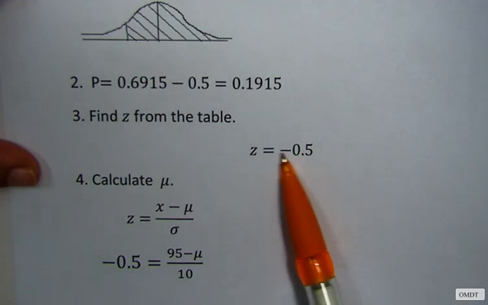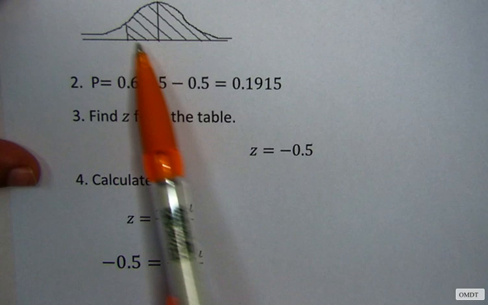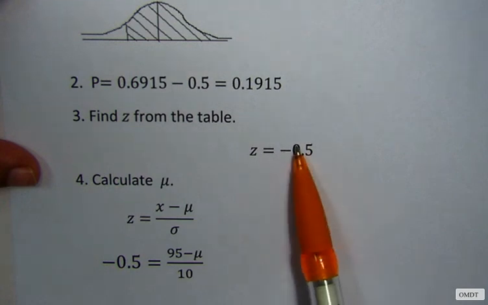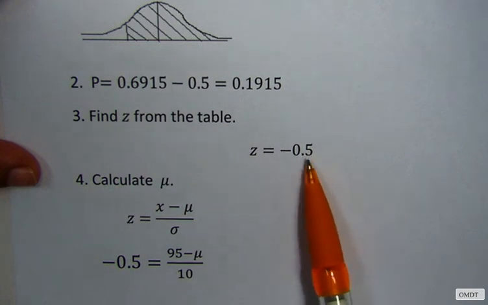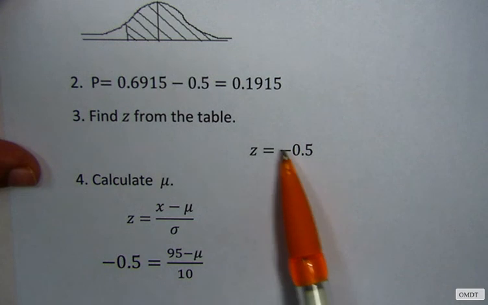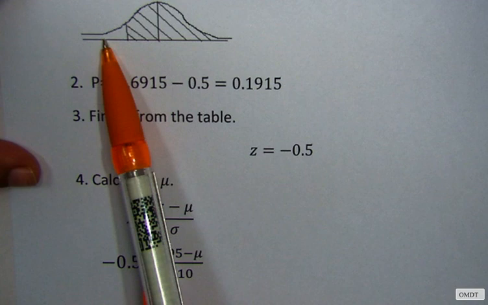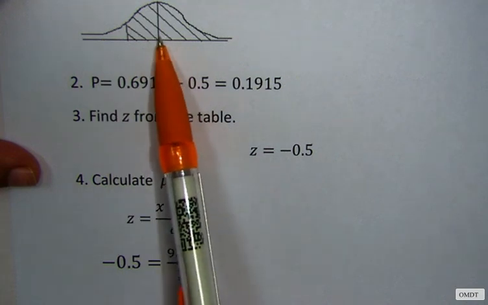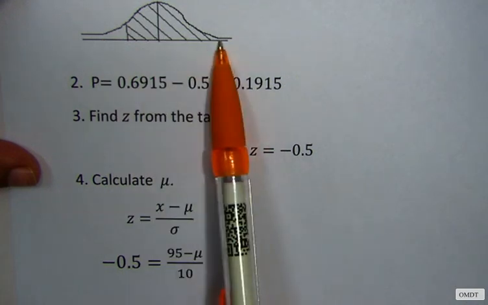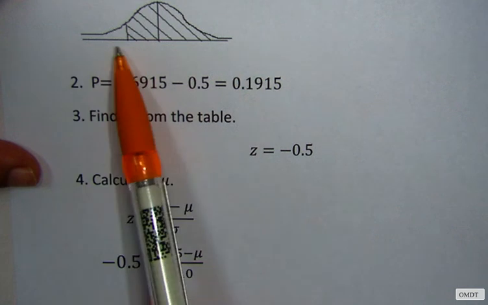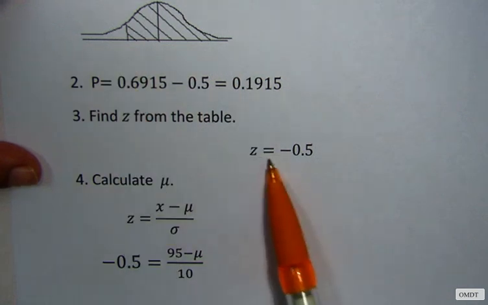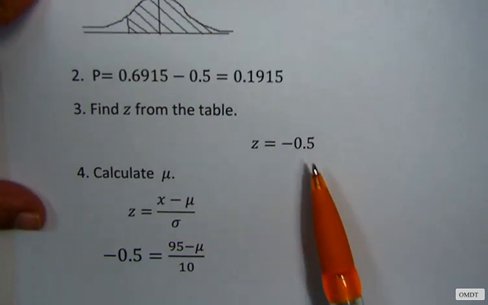Why do we put a minus? Because the table is symmetric, it just gives 0.5, or positive, but we are putting the minus because our shaded region is below the halfway. If we are looking for a region at the top, then that will be positive, at the bottom is negative. So Z is equal to negative 0.5.